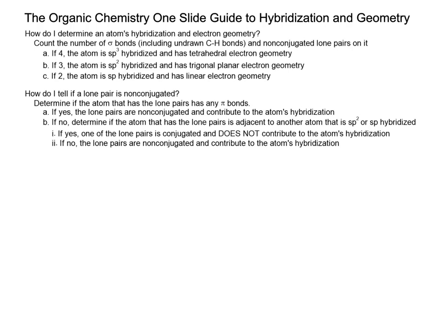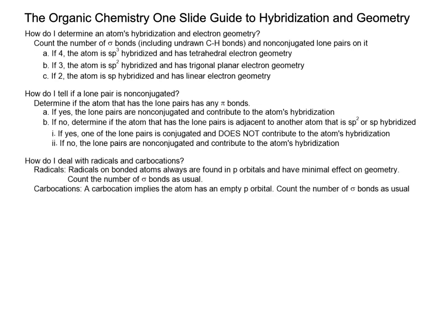We determine if the atom that has the lone pairs is adjacent to another atom that is sp2 or sp hybridized. In other words, if the lone pairs are adjacent to another atom with a p orbital, then one of the lone pairs is conjugated and does not contribute to the atom's hybridization. If no, meaning there's not an adjacent atom with a p orbital, then all the lone pairs are non-conjugated and they do contribute to the atom's hybridization.